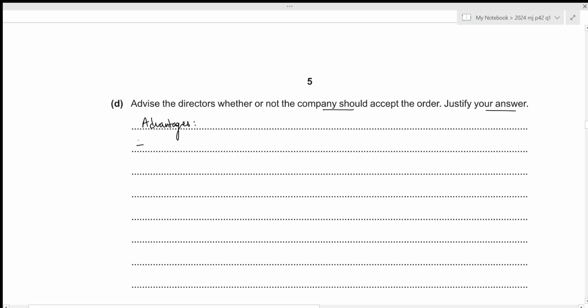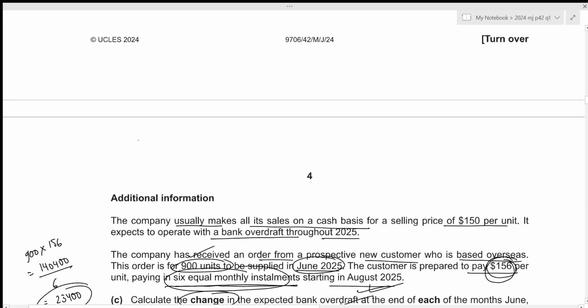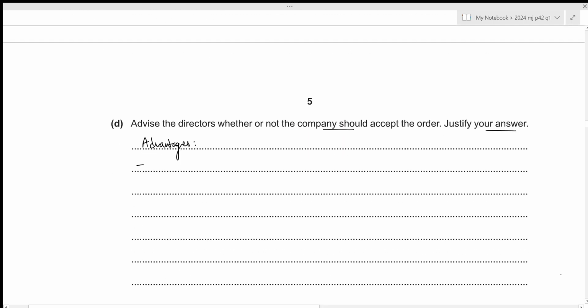We can first compare our selling prices, because normally the selling price is 150 per unit, whereas in this case the selling price is 156. It means that it would be more profitable than the usual sales. Let's write it down. It would be more profitable than the usual sales.